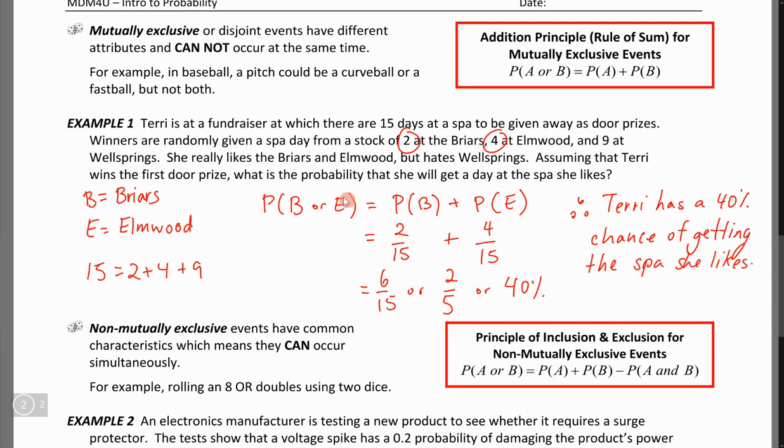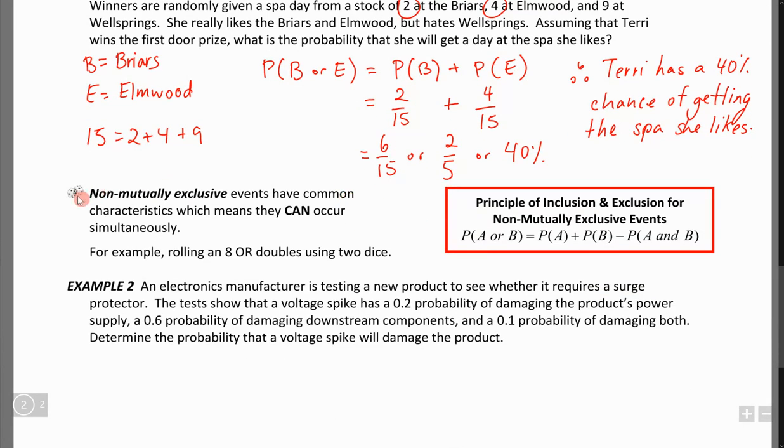Okay, so let's look at now an example of non-mutually exclusive events. Let's just talk about this a little bit more. Non-mutually exclusive events have common characteristics, which means they can occur simultaneously. So for example, rolling an 8 or doubles using 2 dice. Rolling 8, you can get doubles at the same time. So 4 and 4 is a double, and that gives you 8.